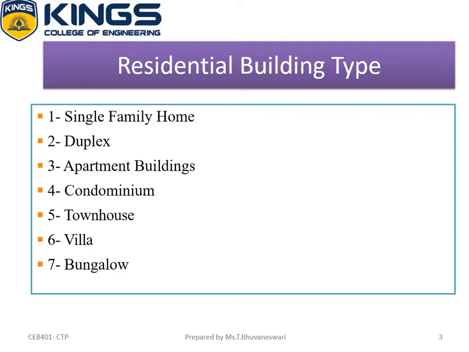So the next type is the villa. A villa is a type of house that was originally an ancient Roman upper class country house. Next one is the bungalow. A bungalow is a style of house or cottage that is typically either a single story or has a partial second story built into a sloped roof.